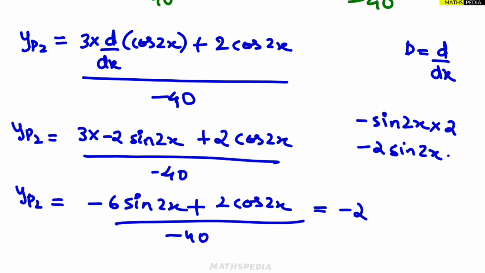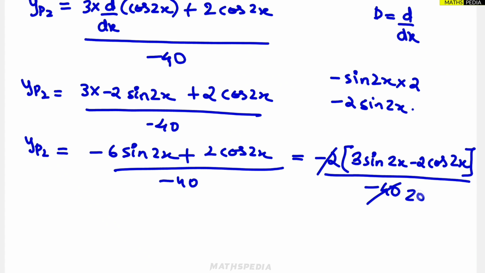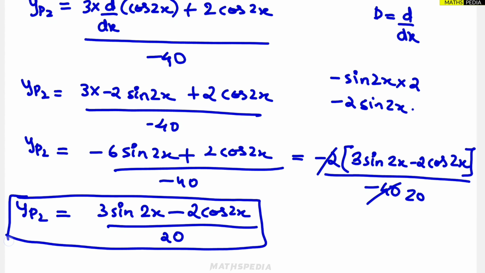So I'll take minus 2 common, since in the denominator also some minus sign is there. So it will be 3 sine 2x minus 2 cos 2x whole divided by minus 40. This and this cancel, 20 remaining. So it will be yp2 is equal to 3 sine 2x minus 2 cos 2x whole divided by 20. This is nothing but the yp2 value we got. Okay. Now we have to combine to get the yp value first.